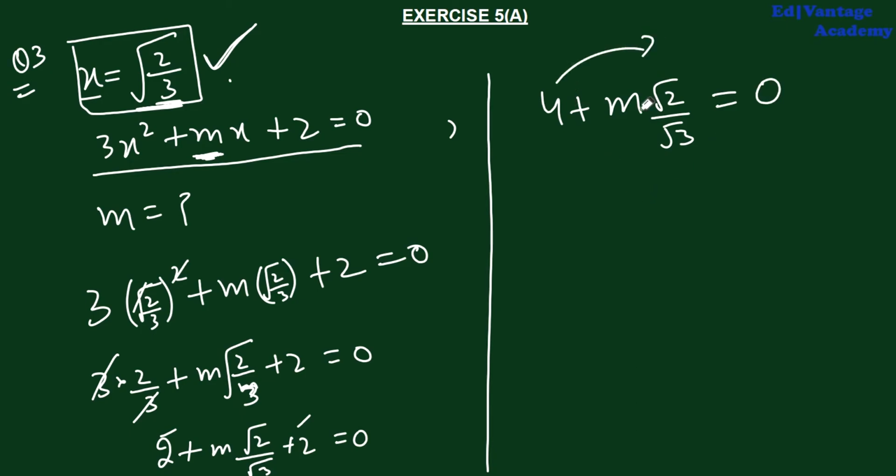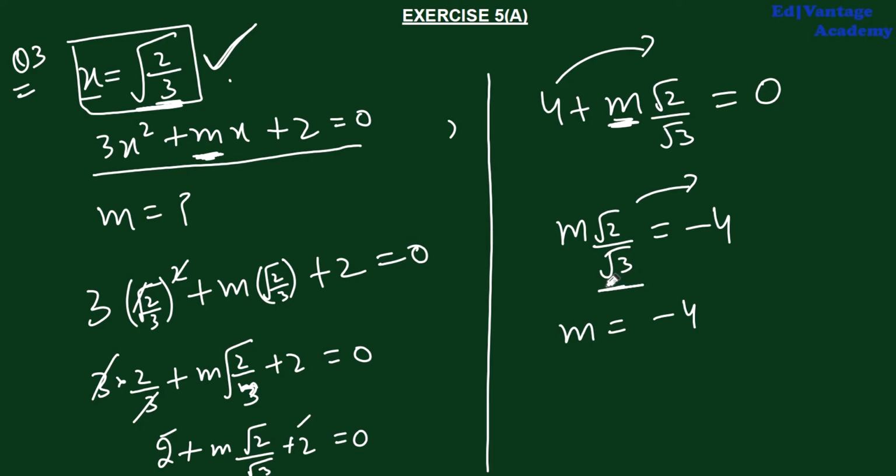So you know 4 will go first there, since we have to find m, m is our subject, we have to make m the subject, so 4 will go there, it will become m into root 2 by root 3, and 4 is positive, it will become negative, m is equal to minus 4. Now see here, it's m into root 2, so root 2 is in multiplication, it will go to the other side and become division. Root 3 is in division, it will go to the other side and become multiplication. So this is what will happen.